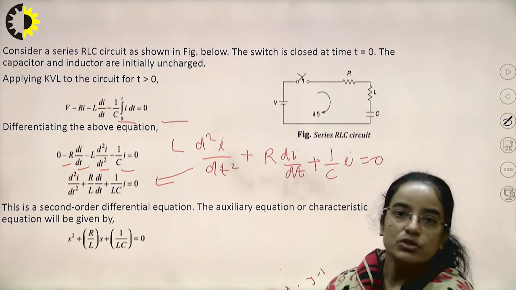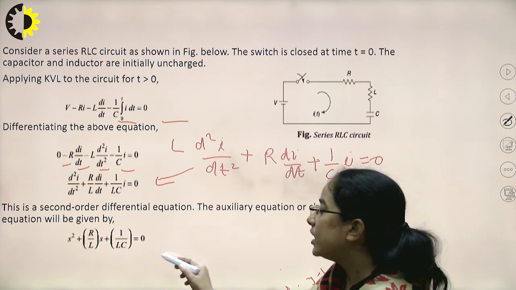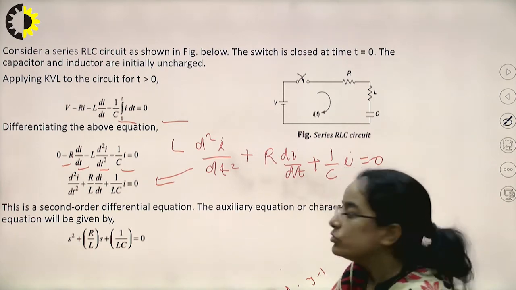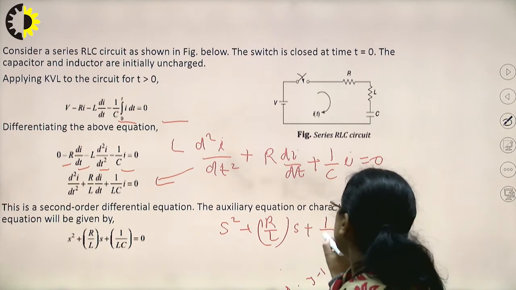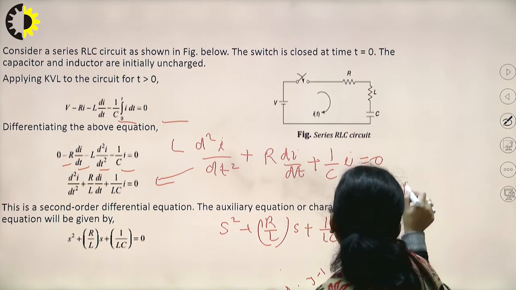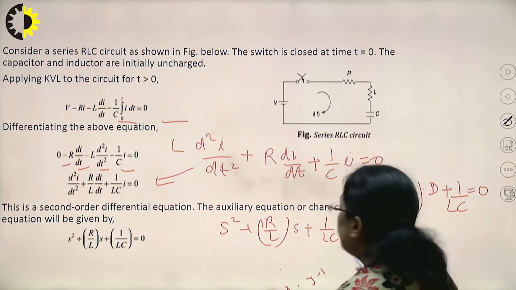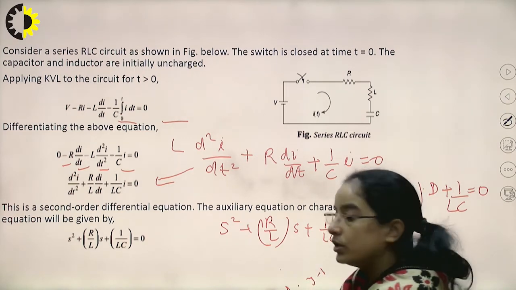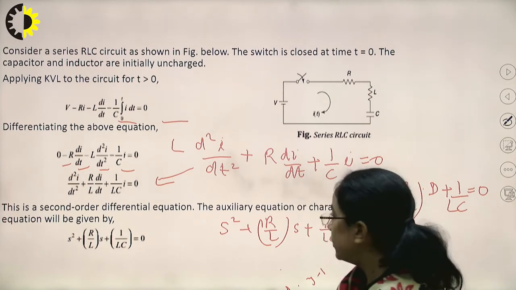Okay, so the auxiliary equation or the characteristic equation of the second order can be written as S square plus R/L into S plus 1/LC. Okay, so if we take d/dt as S, then the auxiliary equation of this can be written as S square plus R/L into S plus 1/LC equal to 0. Or we can write this as D square plus R/L into D plus 1/LC equal to 0 also. Okay, if we do the analysis in time domain, we can assume d/dt as D and then we can write this equation also. But here we are taking equation in terms of S. So the auxiliary equation has become S square plus R/L into S plus 1/LC.